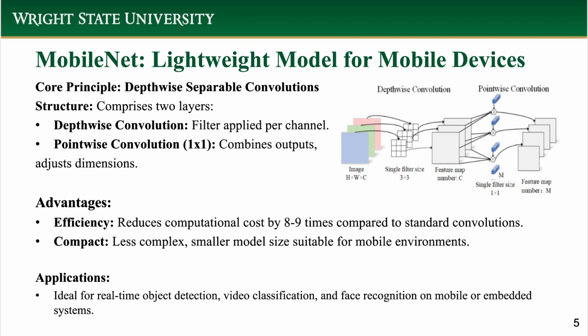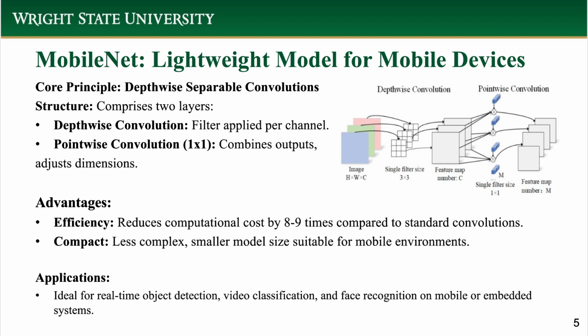Let's break down the structure of depth-wise separable convolutions. Firstly, depth-wise convolution. Unlike traditional convolutions that apply filters to entire input volumes, depth-wise convolution operates on each channel independently. This means that if an image has three channels like red, green and blue, a separate filter is applied to each color channel, preserving the distinct characteristics captured in each.